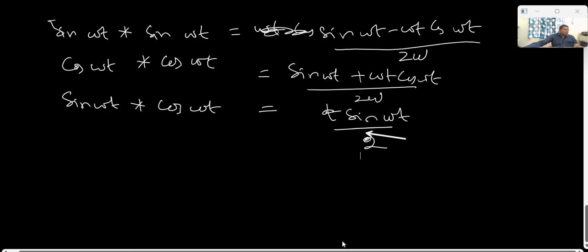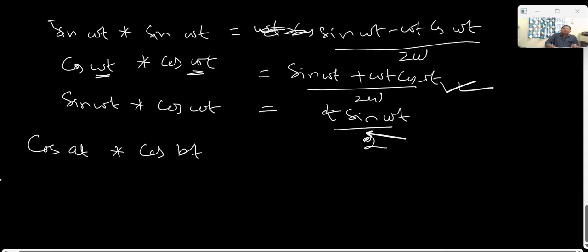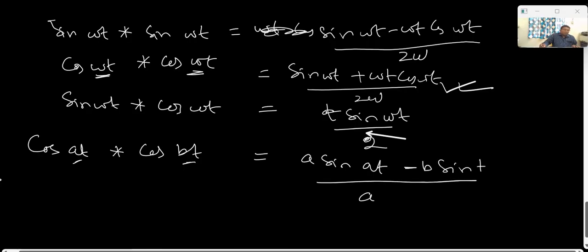Instead of this, suppose you have cos at convolution cos bt, right? Here the same omega is replaced: here it is a and here it is b. Then likewise you will solve it and you will get a sine at minus b sine bt divided by a square minus b square, where a is not equal to b.